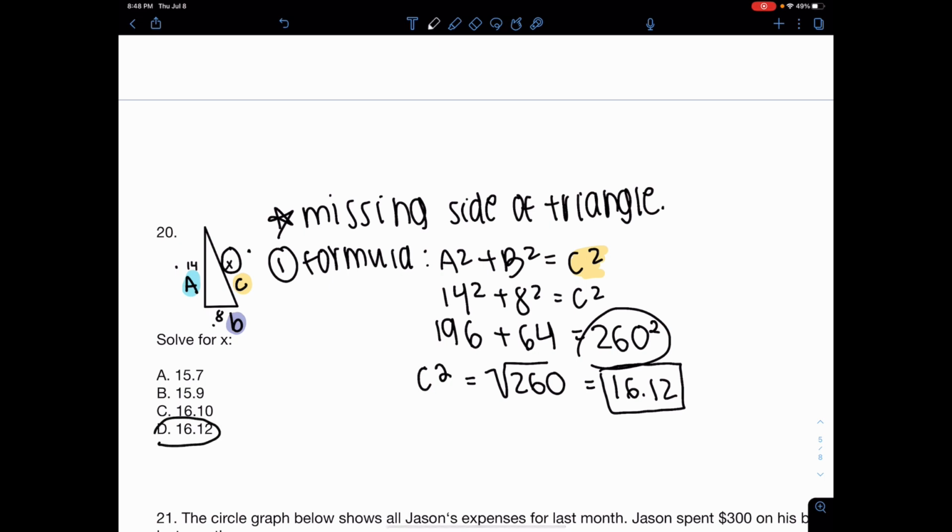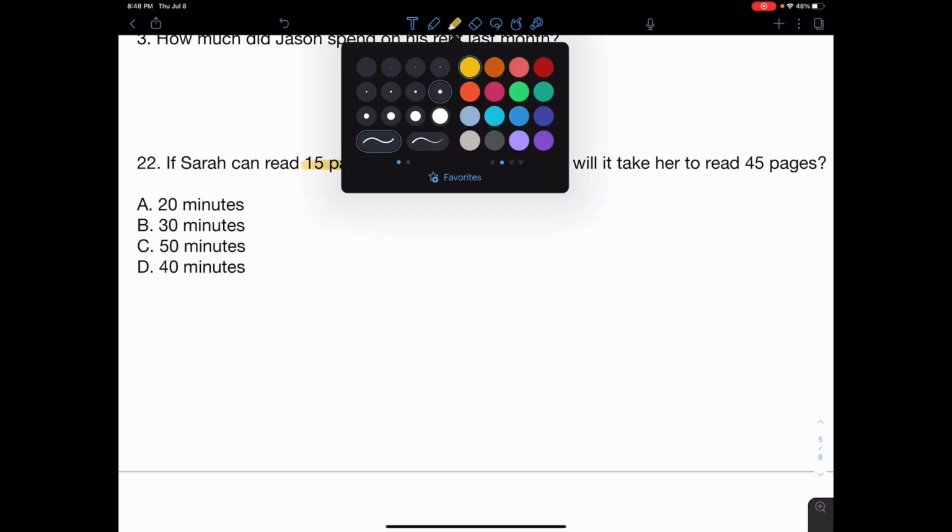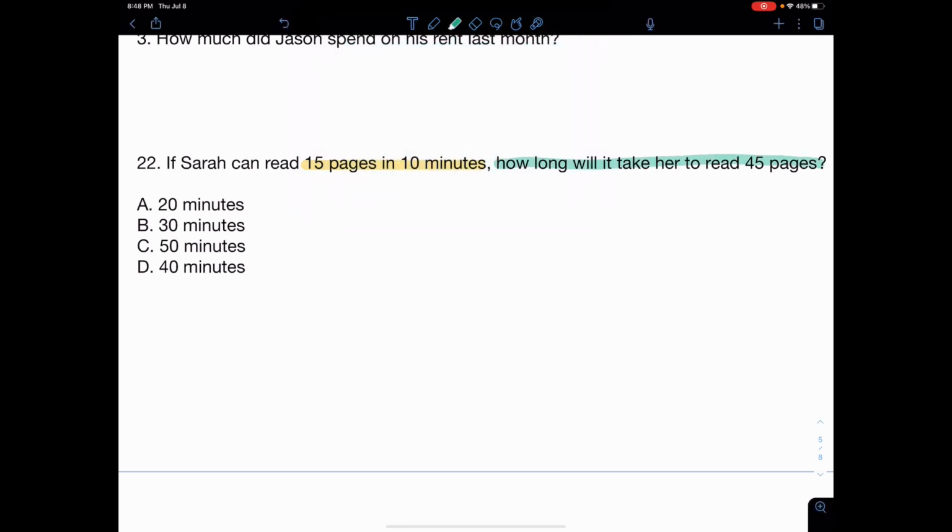And there's our answer. If Sarah can read 15 pages in 10 minutes, so that is our first bit of information, 15 pages in 10 minutes. How long will it take her to read 45 pages? So that is our question. So we need to find out how long it's going to take her to read 45 pages. We have the information of how long it's going to take her to read 15 pages, and that is 10 minutes. So let's go ahead and write that down. 10 minutes for 15 pages.